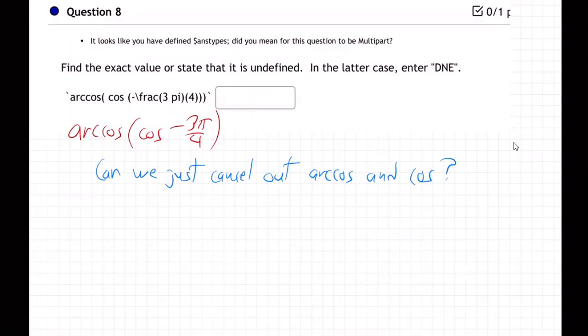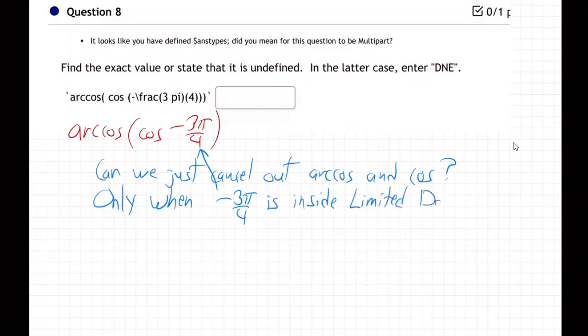Well, not always. Sometimes, yes, only when the argument, negative 3 pi over 4 in this case, is inside of the limited domain. It's got to be inside the limit. Remember, for the inverse trig functions, we had to limit the domain because we only wanted one answer to all the questions. So that's presented us with all these trickeries. Okay, well, let's go look for the limited domain.